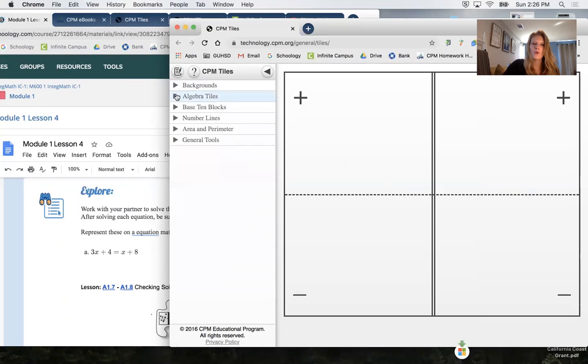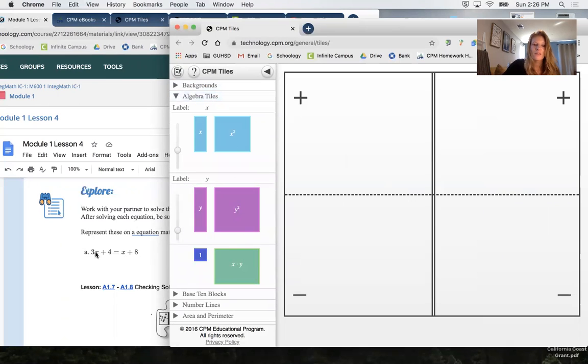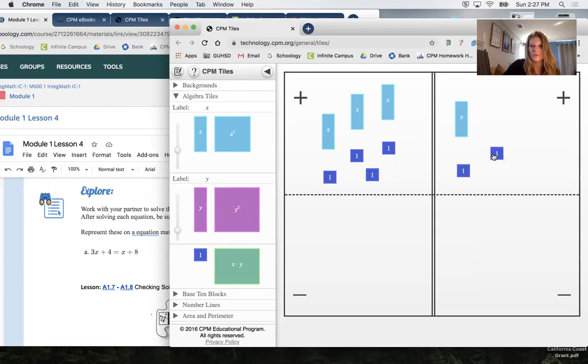I need to now go down to algebra tiles so that I have access to these. This one, when I build it, I have 3 x's. So I'm going to go 1, they're positive, 2, 3, and then I have plus 4. So I'm going to add 4 of these. I actually didn't need the negative side for this one, right? 1, 2, 3, 4. Now over here, I have, again, an x and a plus 8. 1, 2, 3, 4, 5, 6, lots of them, 7, and 8.